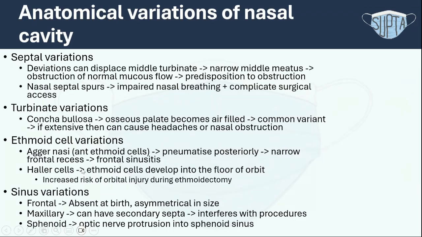And then you have a lot of sinus variations. The frontal sinuses are actually absent at birth and they're generally asymmetrical in size. The maxillary can have secondary septa, which can interfere with procedures, and the sphenoid can have optic nerve protrusion into the sphenoid sinus. So these are just some important anatomical variations that might be helpful if you're considering different surgical approaches for ENT. It might be a good thing to ask an ENT consultant on placement how they manage surgery with these different anatomical variations as well.